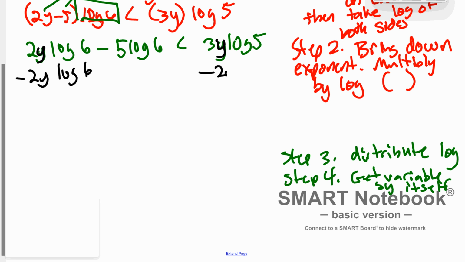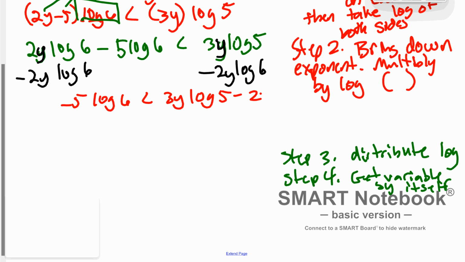And I can't subtract these because they're two different logs, right? Even though they have the same base. So I could actually use another property, but I can just leave them like this. So negative 5 log 6 is less than 3y times log 5 minus 2y log 6.